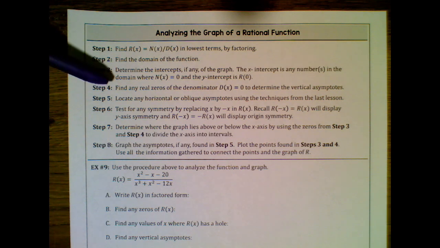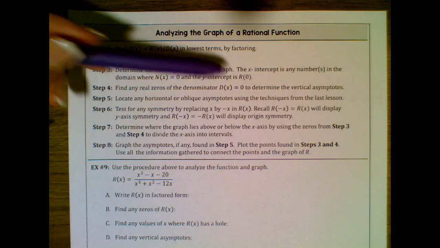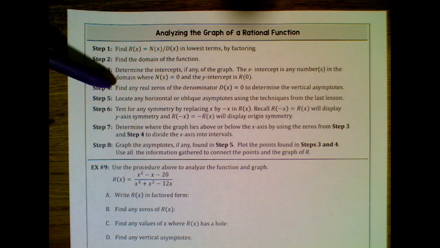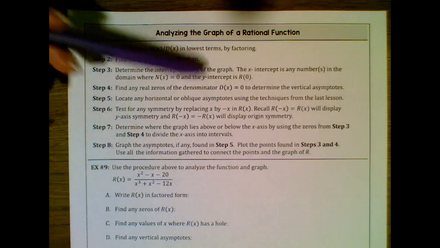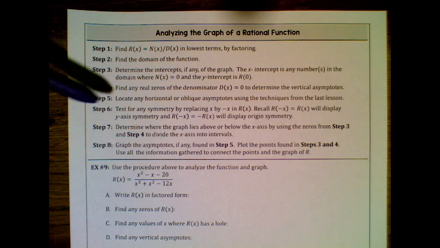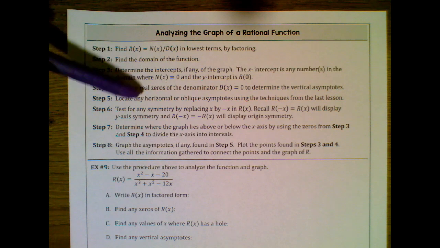Find the x-intercept: any number in the domain where the numerator is equal to 0. The y-intercept is when you plug 0 into x of the function. Find any real zeros of the denominator by setting the denominator equal to 0 to determine the vertical asymptotes, and locate any horizontal or oblique asymptotes using the techniques from the previous lesson.